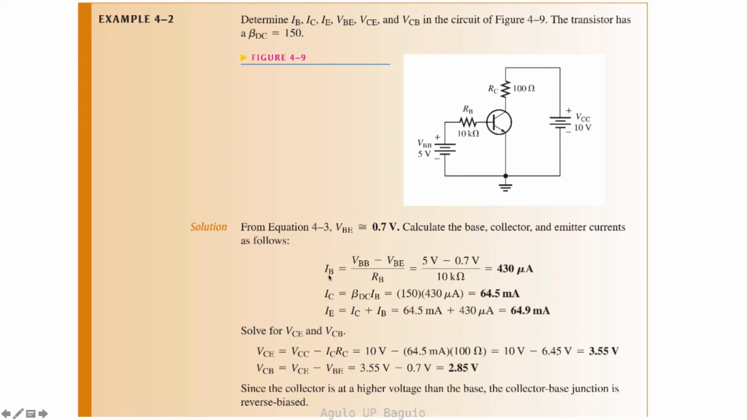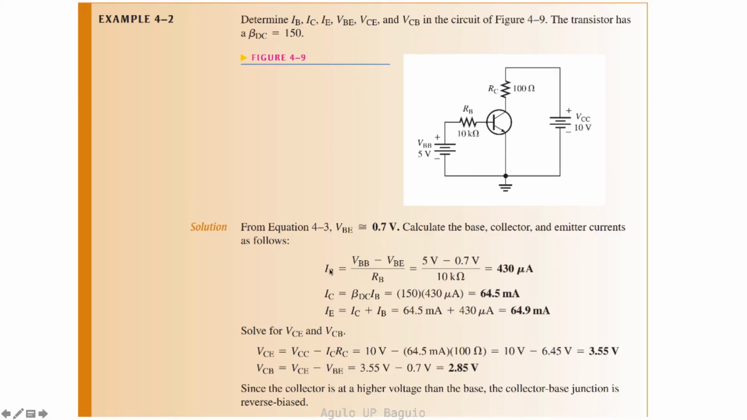Now, since we know IB and IC, we can compute the emitter current, which is just the sum of the collector and base currents. If we sum 64.5 milliamperes and 430 microamperes, we get 64.9 milliamperes.